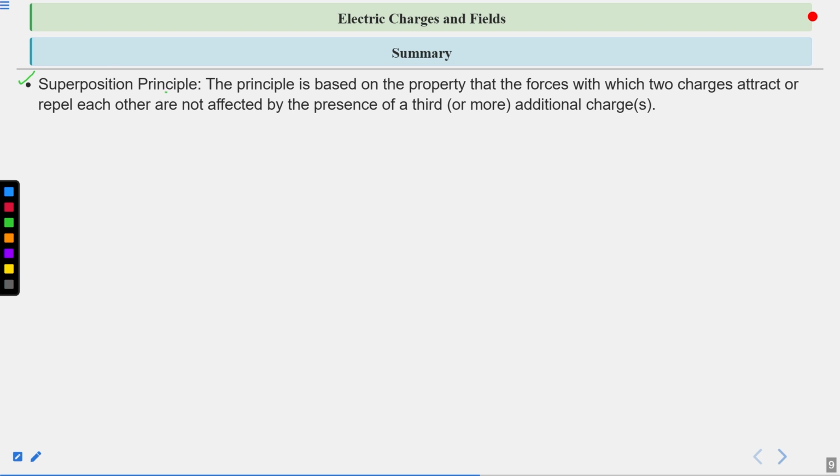Now, superposition principle. Now one question for you. What is the purpose of superposition principle? Superposition principle is based on the property that the forces with which two charges attract or repel each other are not affected by the presence of a third additional charge. It means that using this principle we can calculate the force on a single charge due to multiple charges.